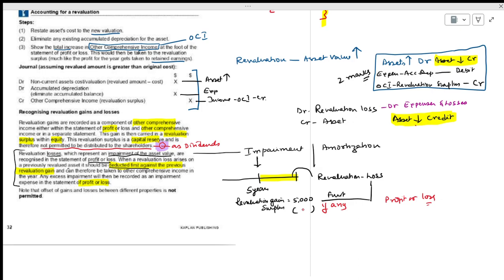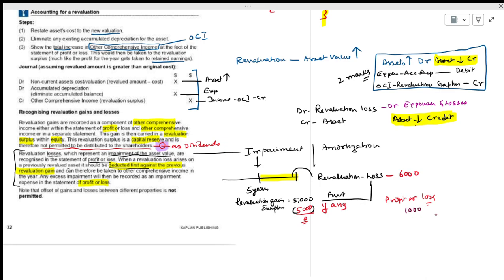You have the balance. Assume the revaluation loss is how much? The revaluation loss is 6,000. Already you have a revaluation gain of how much? 5,000. It means you will take 5,000 and make this account 0. Then you still have 1,000. This 1,000 you will take to the profit and loss.